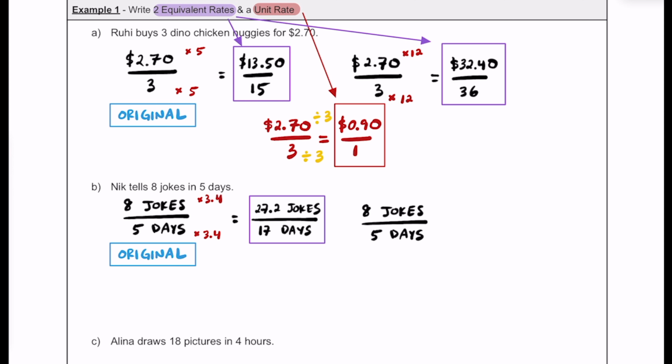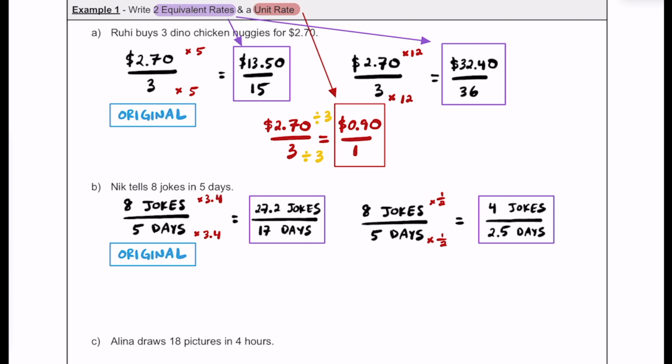Now, if we take that same original rate here and we want to create another equivalent rate, again, multiply by anything you would like to. Maybe we could do something like multiplying this by 1/2, right? So we can multiply by fractions, by decimals, anything like that's going to be okay, as long as we do the same thing on top and bottom. So what's half of 5? Well, half of 5, I don't need a calculator for that. I can just say that's going to be 2.5 days. So if he has half the amount of time, he should be able to tell half the amount of jokes. So half of 8 is going to be 4. So it's going to be 4 jokes in 2.5 days. So that's going to be the same equivalent rate.